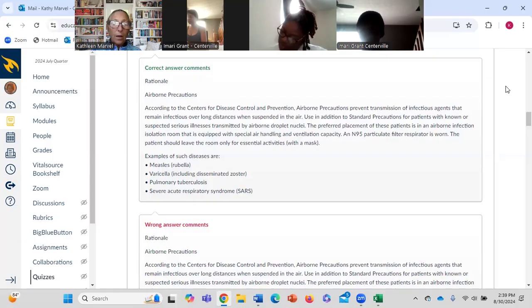That's your private room. That's equipped with special air handling and ventilation. And then the N95 is worn. And then this was one of your answers: the patient should only leave the room for essential activities. Okay, Amari, does that answer your question? Yes, it does. Thank you. Yeah, there's several different precautions for airborne, okay?